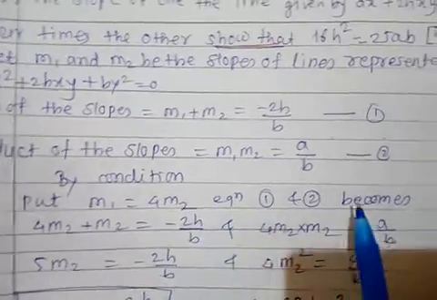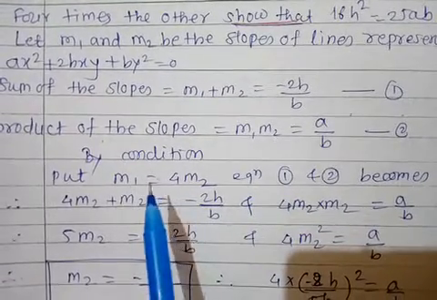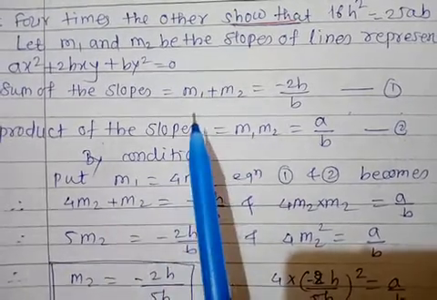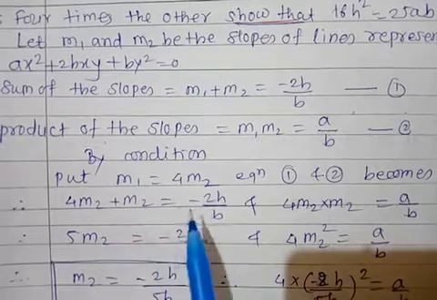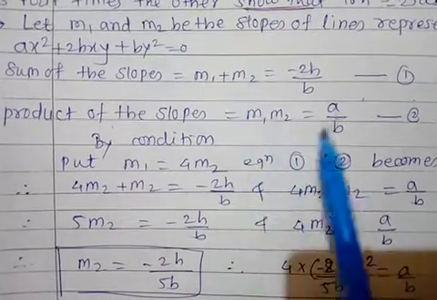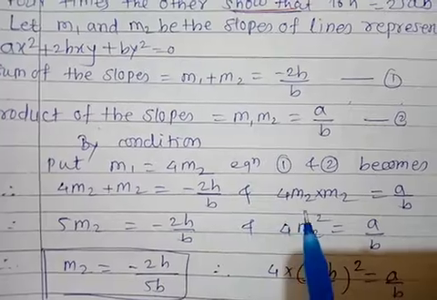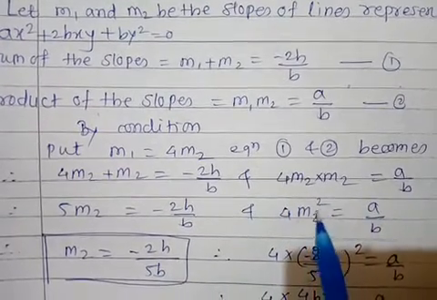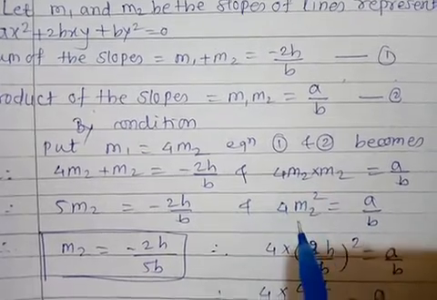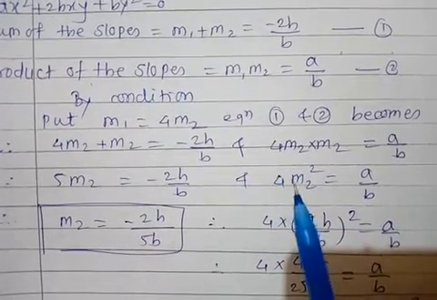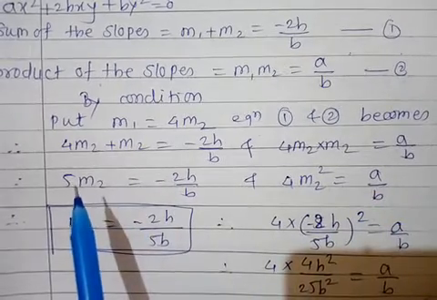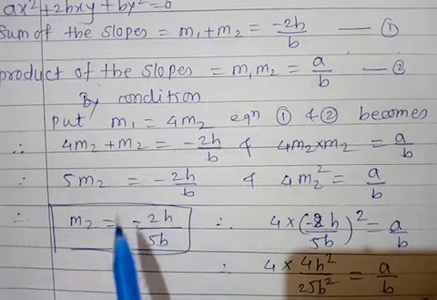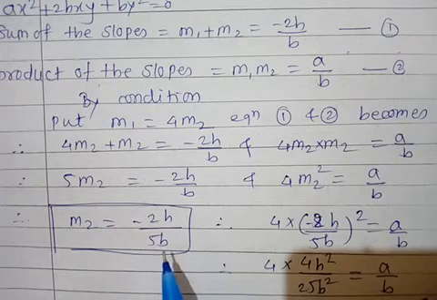Equations 1 and 2 become, putting those values, m1 equal to 4m2. Therefore 4m2 plus m2, 5m2, equal to minus twice h by b. Those conditions you must remember. And 4m2 into m2 equal to a by b, that is 4m2 square, therefore m2 square equal to a by b. From this condition you have to find m2. The 5 transfers here, therefore m2 equal to minus 2h by 5b.